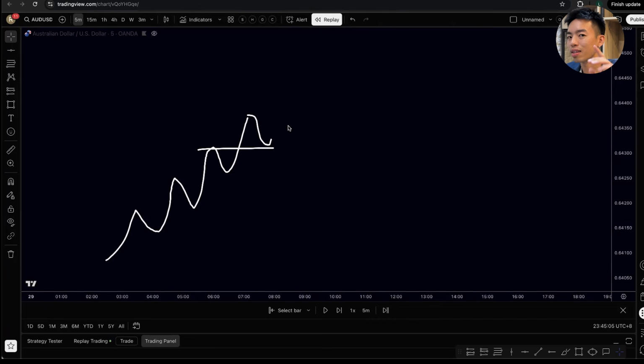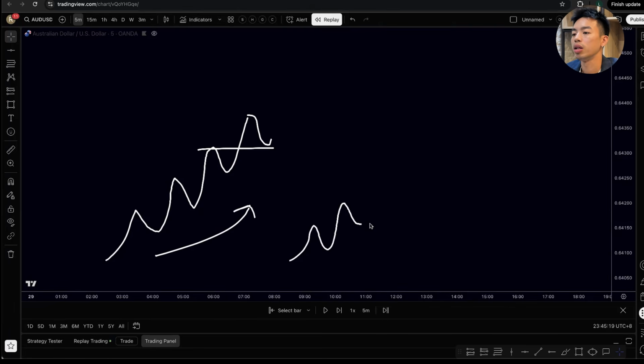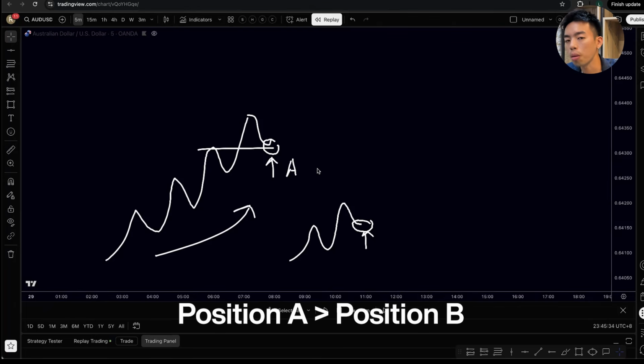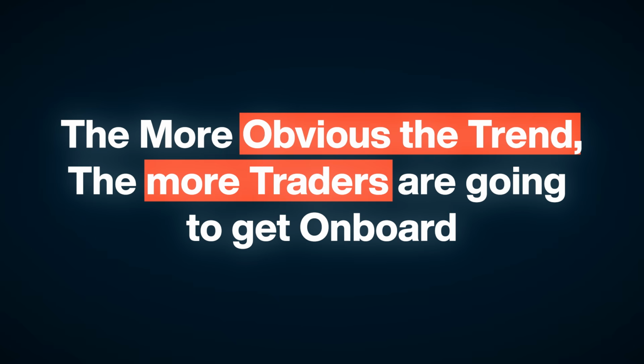However, we only get that sentiment once we know it's an established uptrend. Meaning, we only know that once we see clear higher highs and higher lows. If I were to draw this move right here, this area, the amount of traders out there thinking that that's a buy versus the amount of traders out there thinking this is a buy, position A will have a lot more buyers than position B, simply because position A is more obvious. The key thing here to take note of is the more obvious the trend, the more traders are going to get on board.